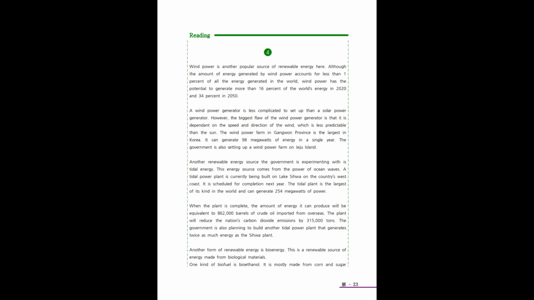This is a renewable source of energy made from biological materials. One kind of biofuel is bioethanol. It is mostly made from corn and sugar cane. Another is biodiesel, which is made of beans. These biofuels are being developed to replace gasoline and diesel fuel.